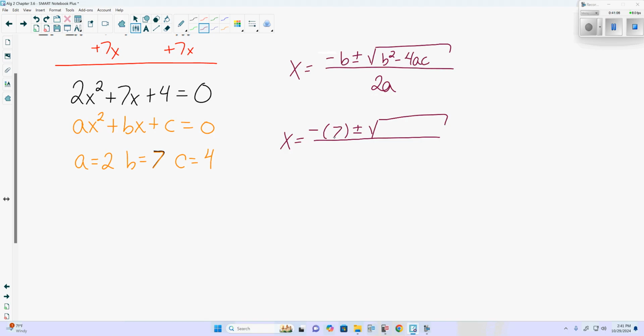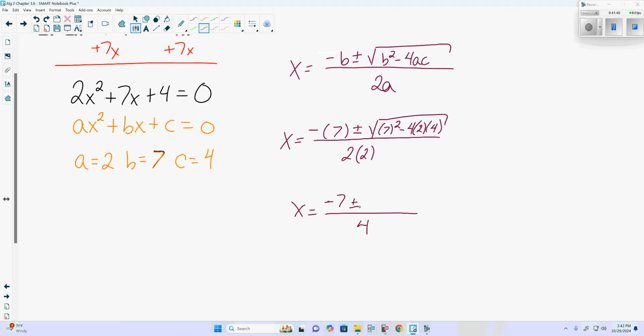Now our value b is 7, so we can plug it in its two places. Our value of a is 2. And value of c is 4. Now we do need to do some simplifying. Our negative 7 is just negative 7. 2 times 2 is 4.